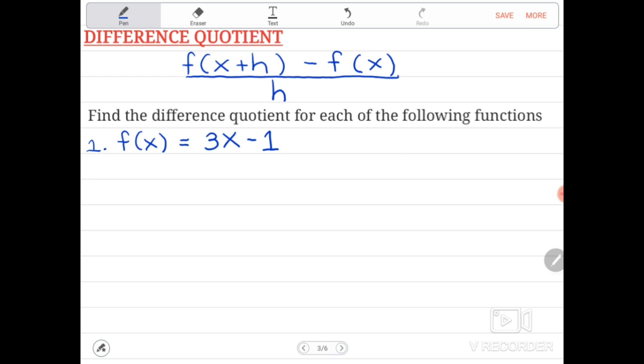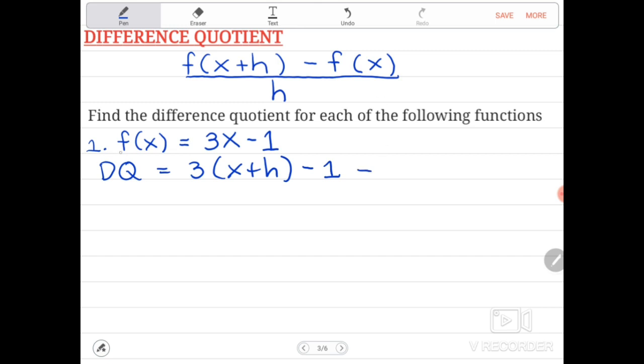Number 1, f of x is equal to 3x minus 1. We are going to find the difference quotient. Let's work out. Just simply substitute or follow the formula. So for our difference quotient, we will be having 3 times x plus h. Sundan lang natin yung formula. So we are going to replace x by x plus h, minus 1. So we are done with f of x plus h minus f of x.